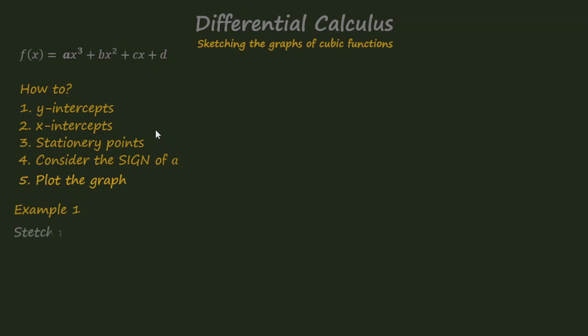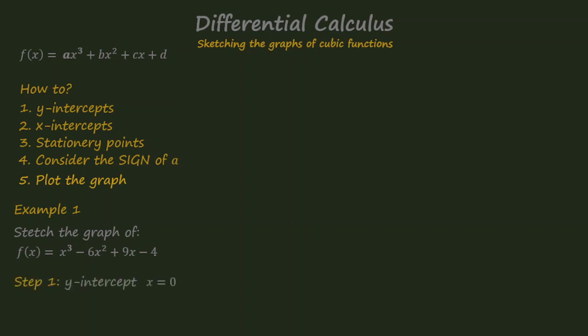Let's say you've been given some function f(x) equals x cubed minus 6x squared plus 9x minus 4, and you are asked to sketch the graph of this function. We can follow the steps above. We can find the y-intercept.